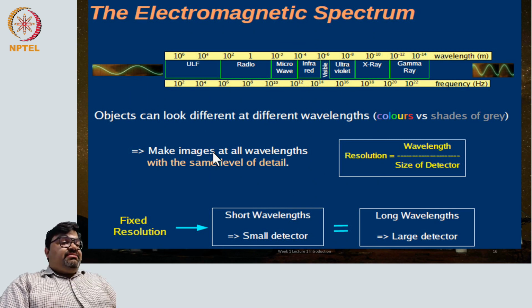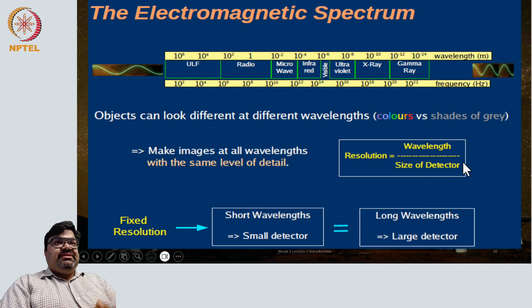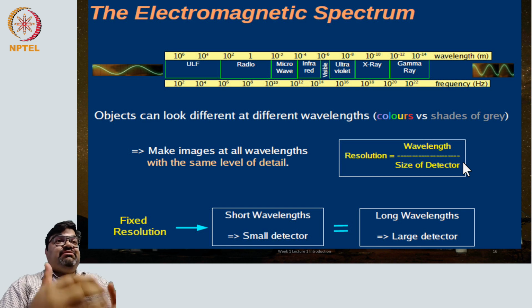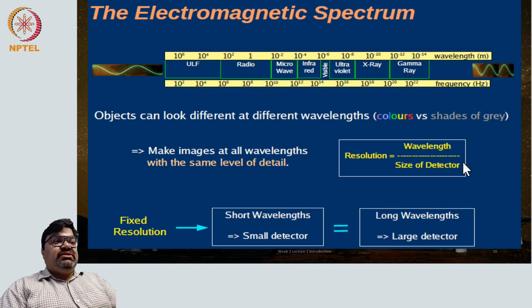Just to summarize the concept, the resolution of a detector is roughly the wavelength of operation over the size of the detector. We will come to all these things in more detail as our course progresses, but this is the basic concept you should be familiar with: as the wavelength increases, the detector size also should increase to maintain the same resolution. Just as an example, suppose we have two telescopes, one operating near X-rays, another one operating in radio.